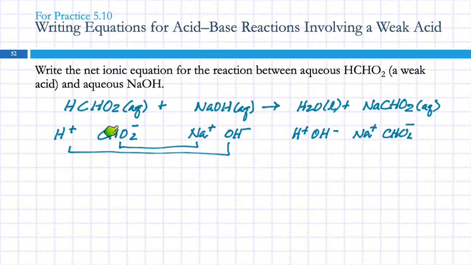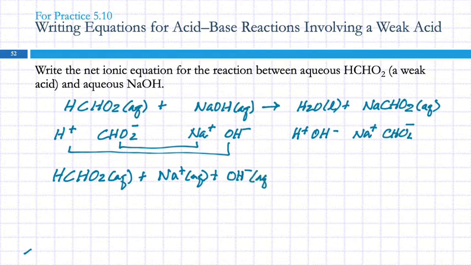Okay, so which of these are things that are not going to be written as ions? H2O. The only things that get written as ions have AQ after them. And if it's a weak acid, you just write it as an intact molecule. So we know that this is a weak acid. So we're not going to split it up because it only ionizes a little bit. But this is aqueous. So we've got sodium ions and hydroxide ions. And then we've got the water that is not an aqueous, it's a liquid. And then this is an aqueous ionic compound. This is a salt.